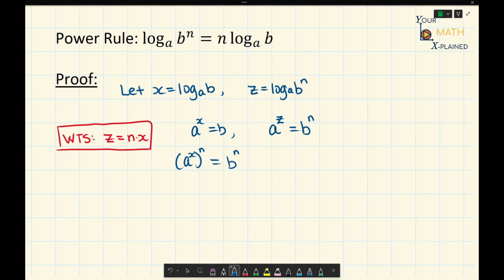But now we know that b to the power of n is just equal to a to the power of z from the second equation. And now we can use our exponent law to rewrite the left-hand side as a to the power of x times n. And this is equal to a to the power of z. And again, we have two exponential expressions with the same base, which means if they're equal to each other, the powers must be equal to each other. So we end up with x times n is equal to z. So therefore, we have now shown that log base a of b to the power of n is equal to n times log base a of b.